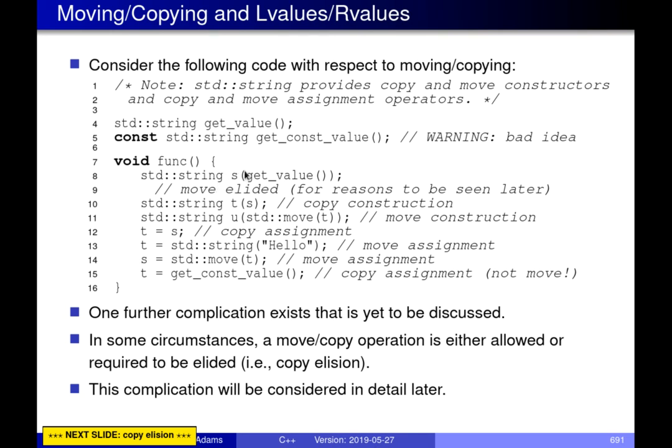We have this string s, and the constructor parameter that we're passing is the return value from getValue. So we want to look at getValue and what type it returns. It returns a std::string, by value. So what type of expression is this thing that we're initializing from, the source for our copy or move? In other words, is getValue() an L value or an R value?